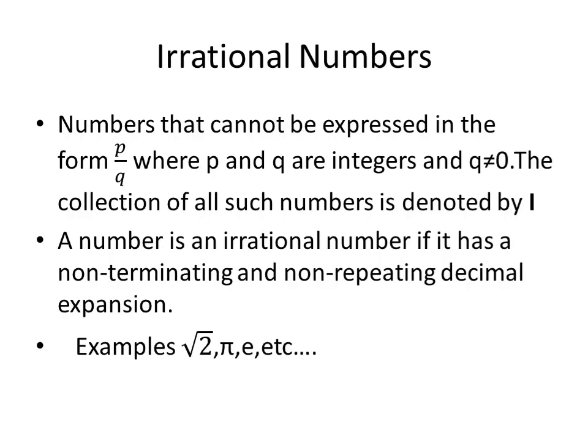Next we arrive at our new family of numbers which are known as irrational numbers, numbers that cannot be expressed. Let me repeat, numbers that cannot be expressed in the form P by Q, where P and Q are integers and Q not 0. The collection of all such numbers are known as irrational numbers and they are denoted by capital I. And from the previous slide, all those numbers, if they have non-terminating and non-repeating decimal expansion, they will be known as irrational numbers. Examples are √2, pi, exponential function, etc.